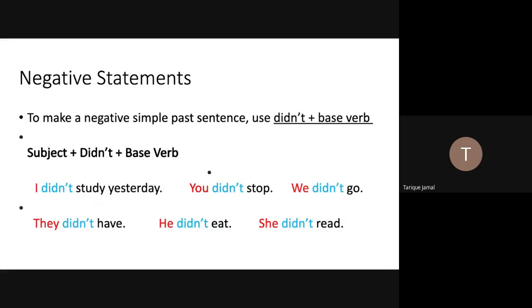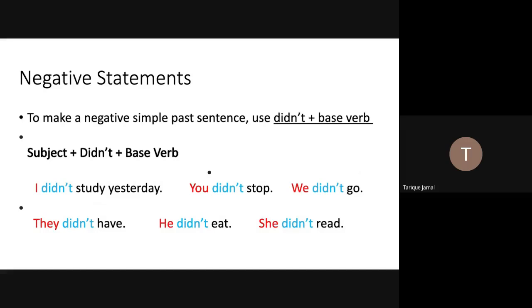Okay, so now negative statements. To make a negative simple past sentence, use didn't plus base verb. Okay, remember, negative means no, right? Not positive. So we are going to use did not plus base verb, right? Subject plus didn't plus base verb. I didn't study yesterday.